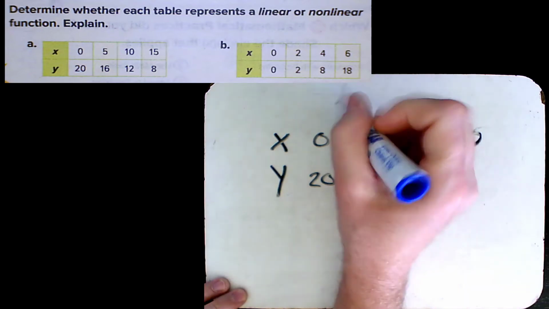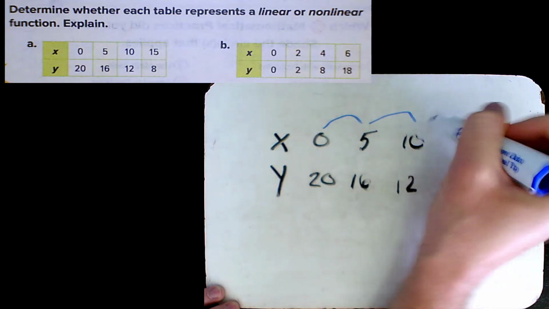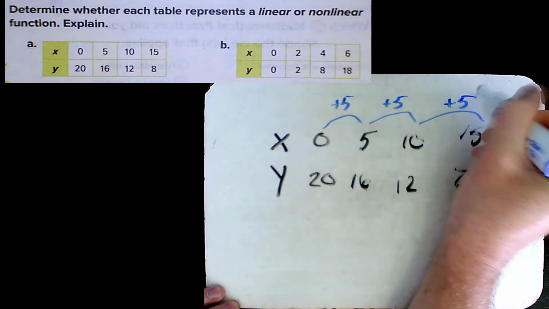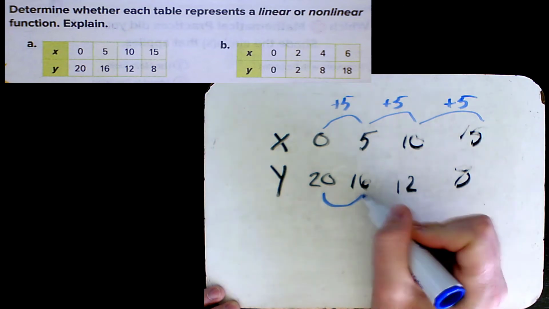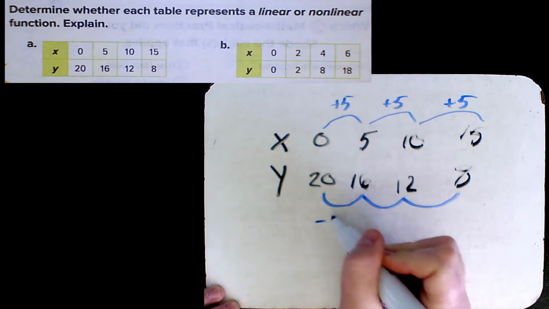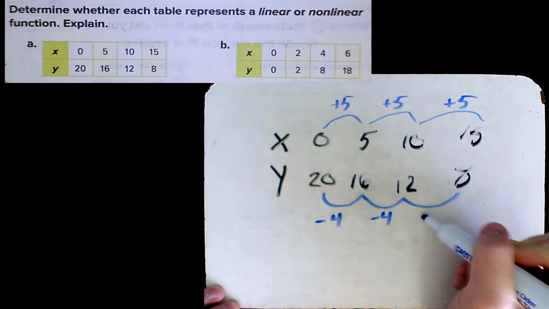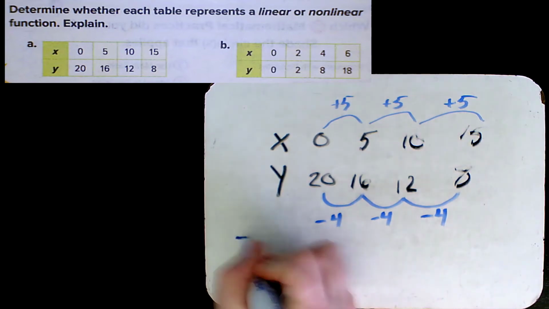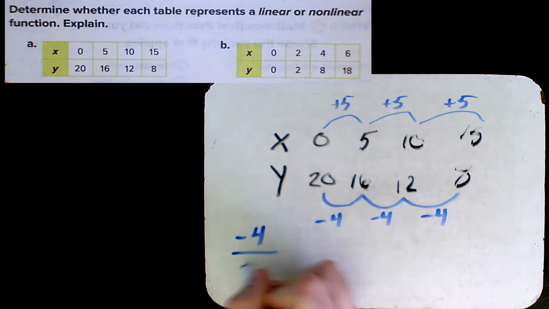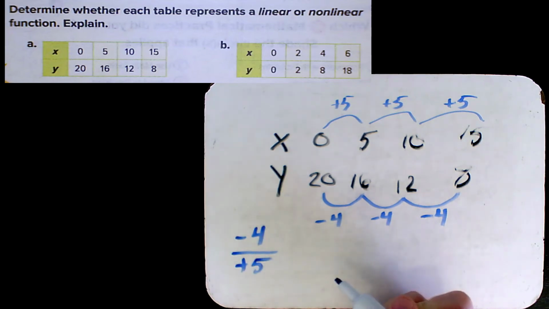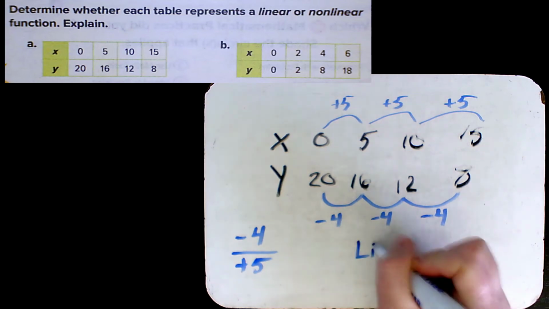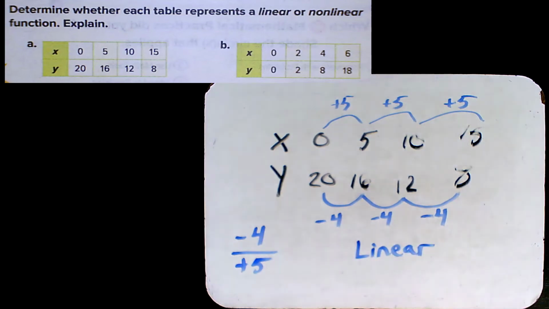Now, let's look at what's happening with the domain. Each time here, it looks like I'm adding 5. And on the range, each time it looks like I subtract 4, and subtract 4. So, it looks like I've got minus 4 for my range, and plus 5 is the change in my domain, or my X, and so this is constant, it's the same each time, so this would be a linear function for A. Now let's take a look at B.